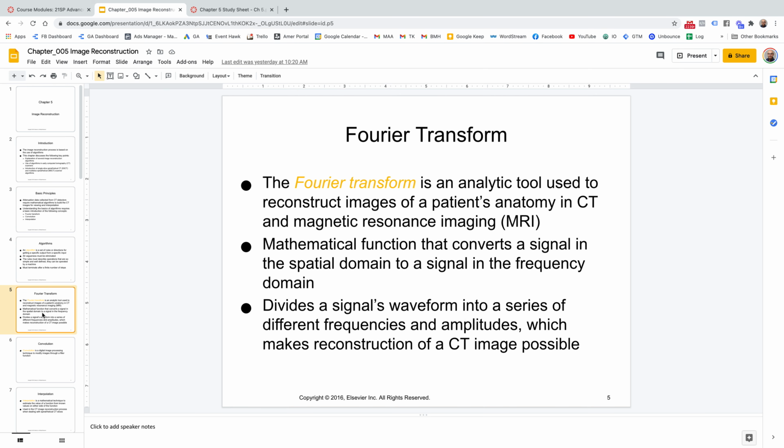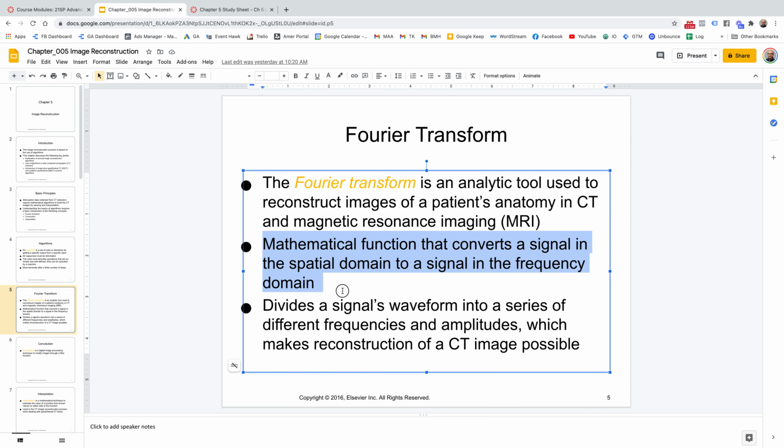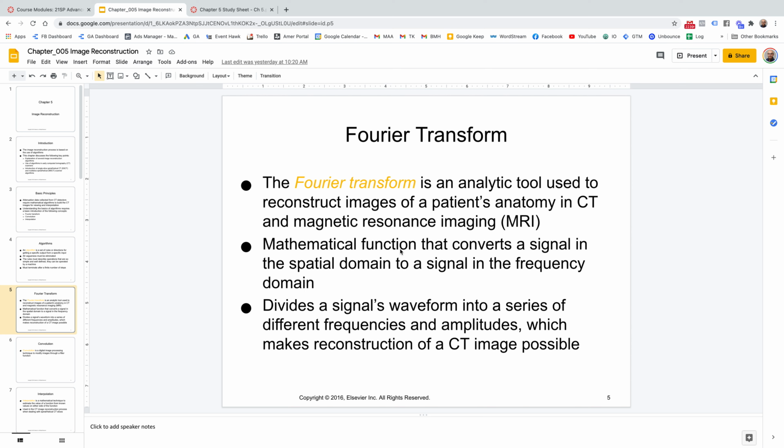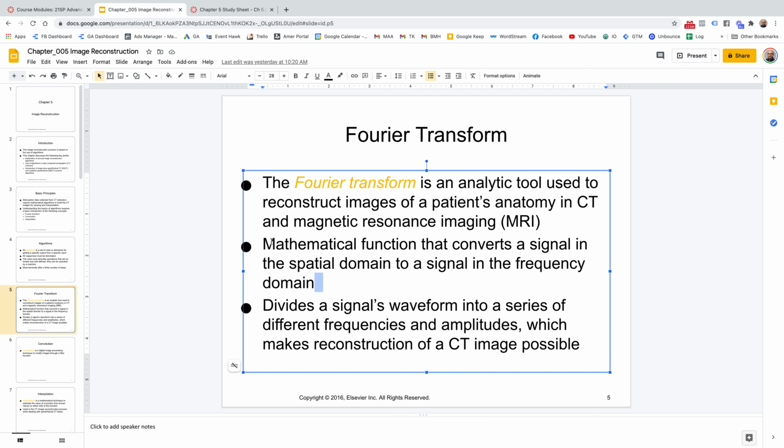A Fourier transform is a tool used to reconstruct images of a patient's anatomy in CT and MRI. It's mainly used in MRI. You really don't need to know much about Fourier transform. That's not it, actually. This one. This is all you need to know about Fourier transform. It's a mathematical function that converts a signal in the spatial domain to a signal in the frequency domain. This is literally all you gotta know.